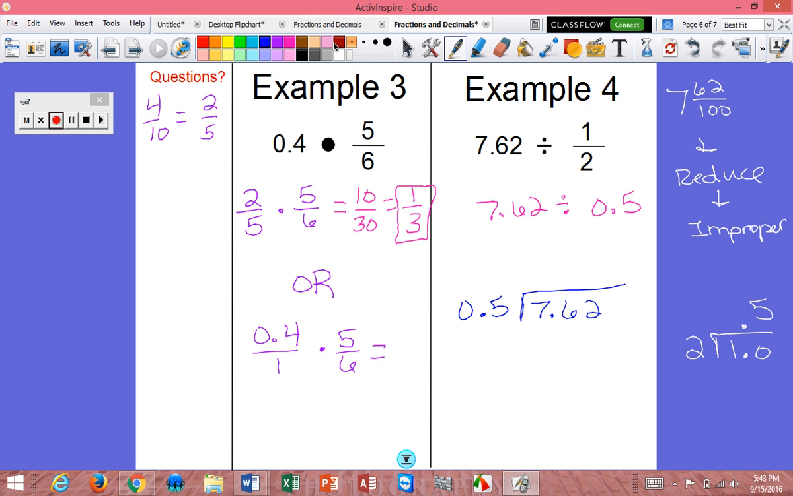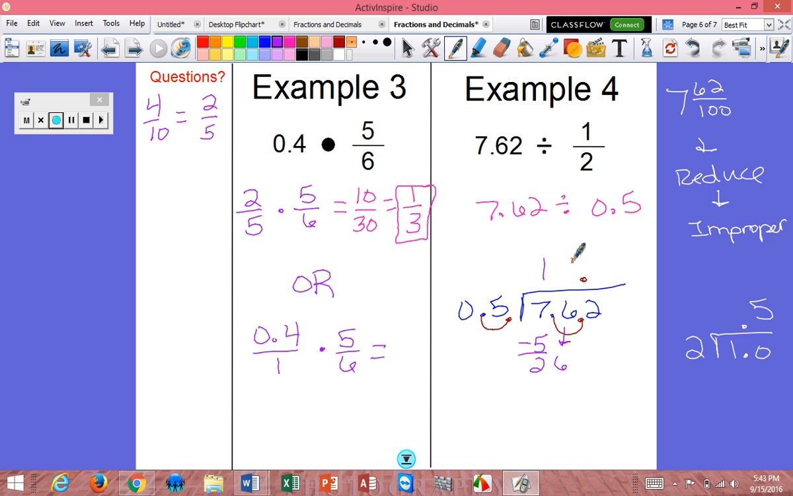If we have a decimal on the outside, we have to move it however many times necessary to the right to make it look like a whole number. I move the decimal once to the right, and then I have to repeat the process inside. Okay. Now, 5 can go into 7 one time. I get 2 left over.